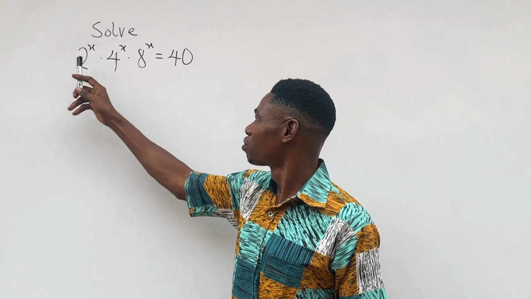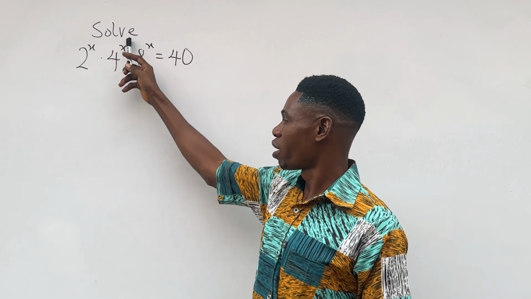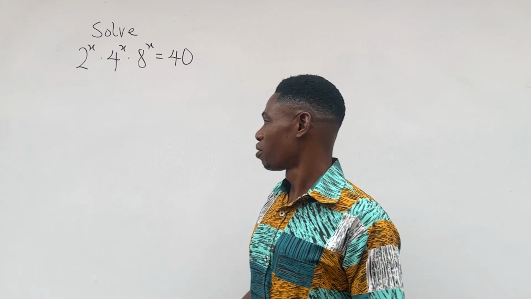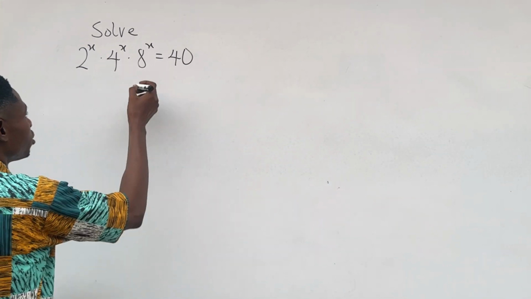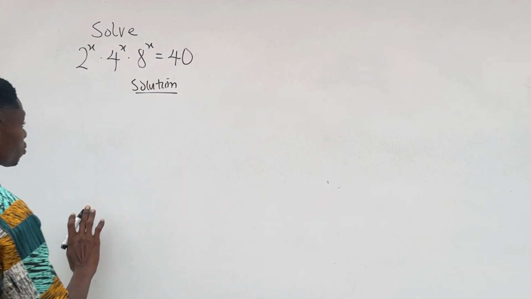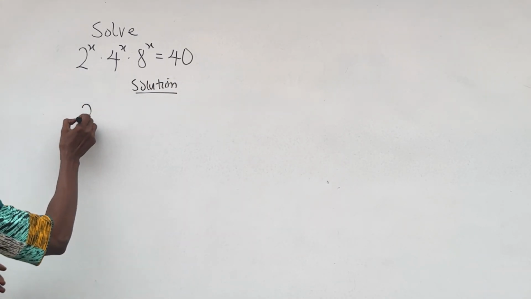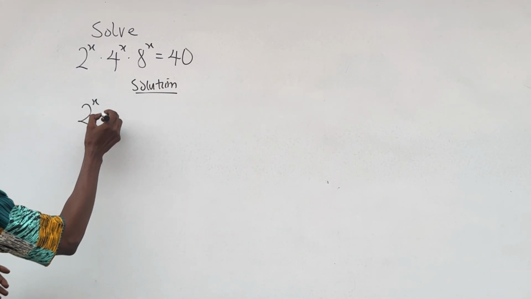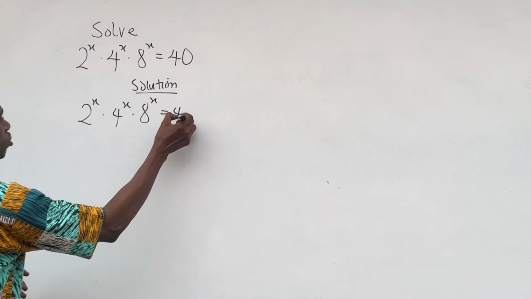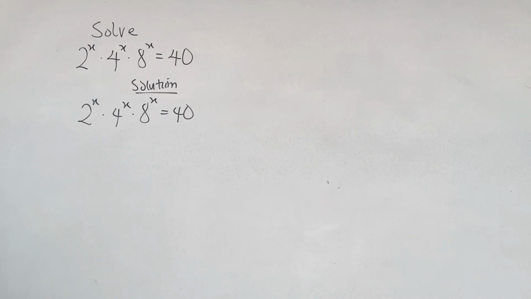The question says solve 2 raised to the power x multiplied by 4 raised to the power x multiplied by 8 raised to the power x equal to 40. Okay, so let's solve. Now what we'll have is 2 raised to the power x multiplied by 4 raised to the power x multiplied by 8 raised to the power x equal to 40.